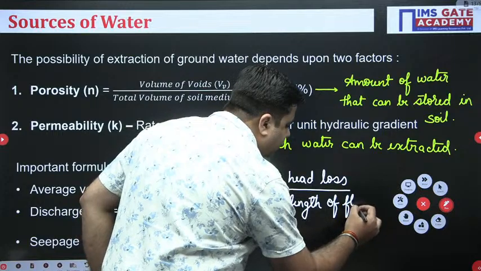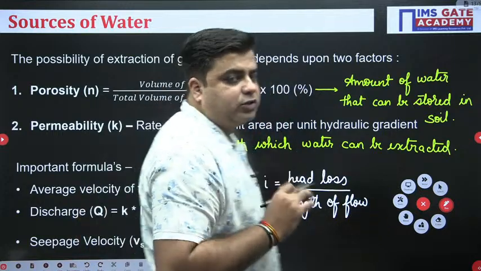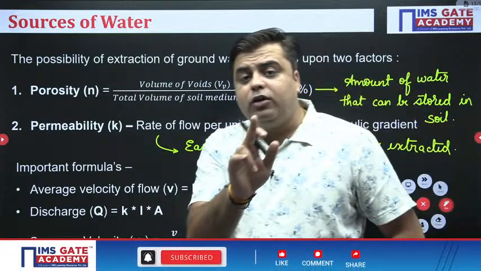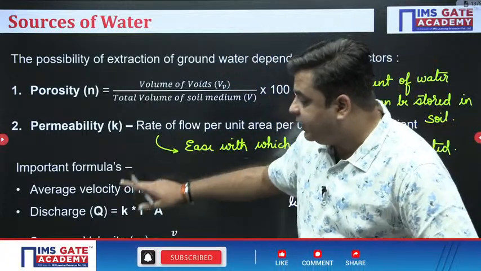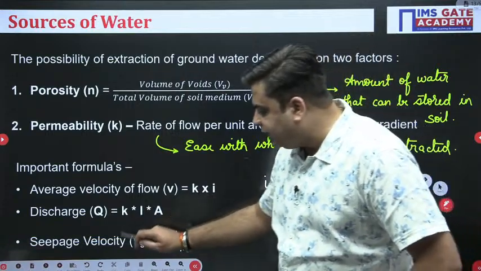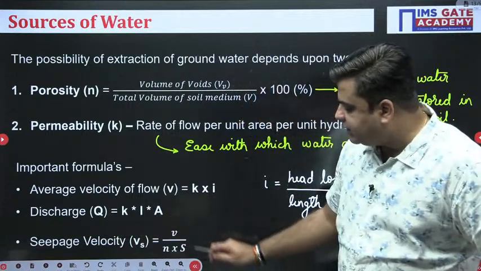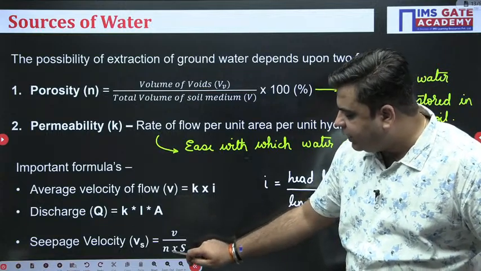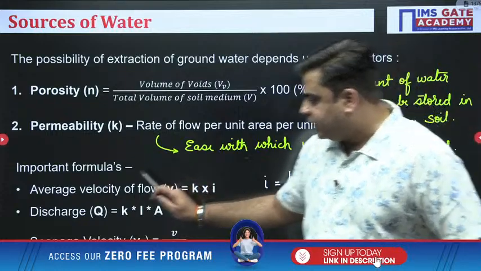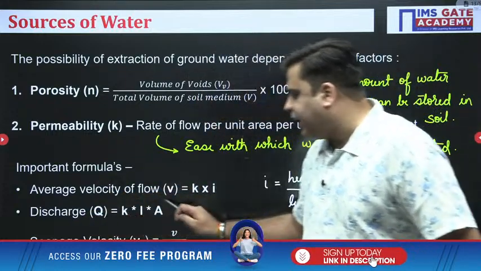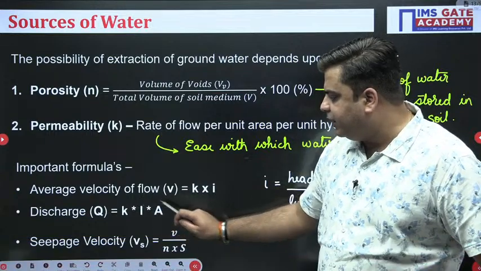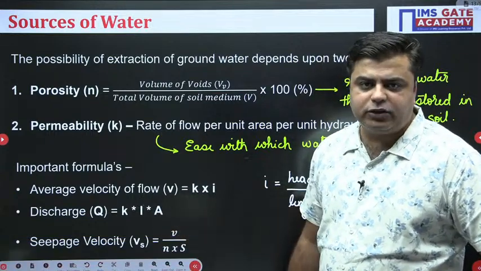This average velocity is not the actual velocity of flow. When the water seeps through the soil medium, it will not seep at the average velocity. In fact, it will seep at the seepage velocity. Seepage velocity is the actual velocity of flow, which is equal to the average velocity divided by porosity and degree of saturation. Discharge Q equals K I A, where K is the permeability of the soil medium, I is the hydraulic gradient, and A is the cross-sectional area of the soil medium.